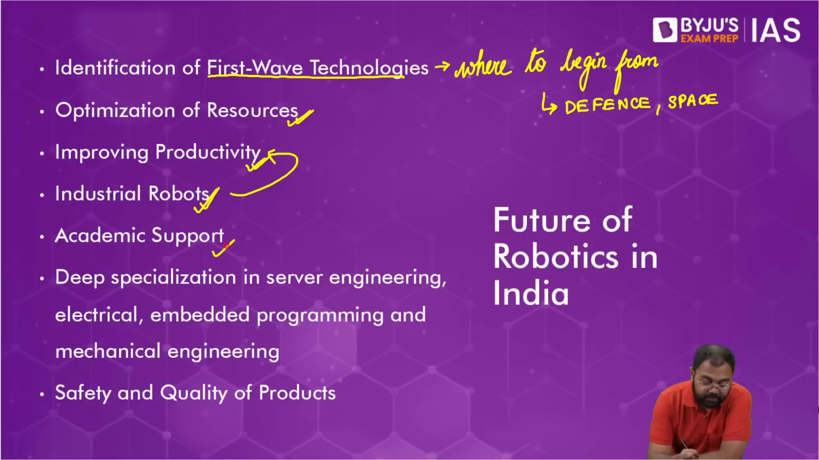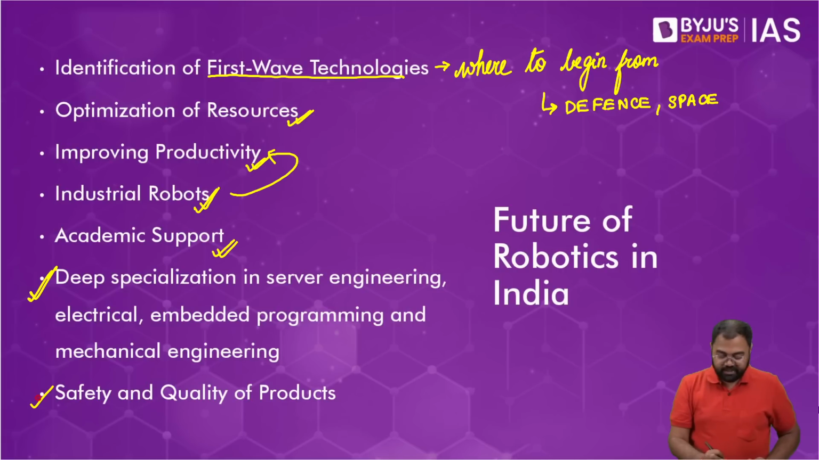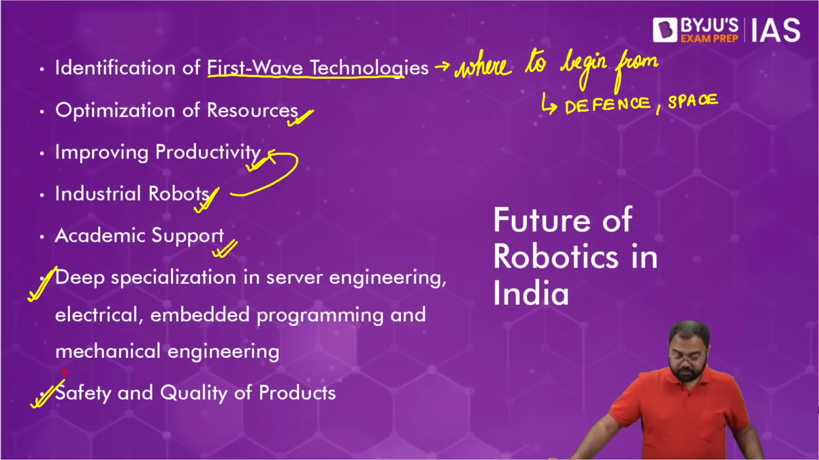Then academic support is required. We discussed that unless you are specialized, you do not really read about it. So a better specialization, even for the people who are already studying robotics, they also need to learn better. They also need a deep specialization in all these fields. And then lastly, to ensure the safety and the quality of the products that are related to robotics, related to all the robots that are being manufactured. So there are all these things that we'll have to do.